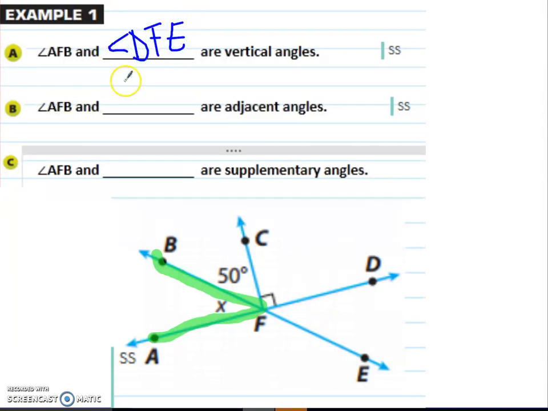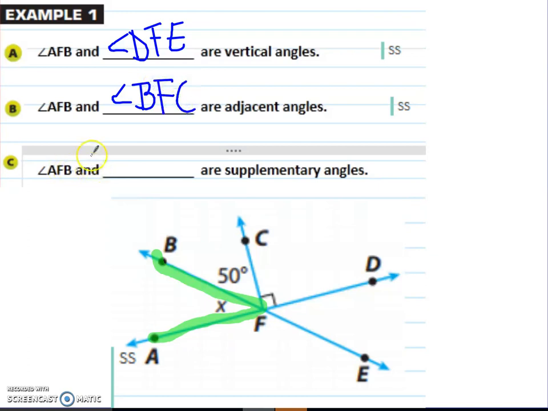Okay, AFB and blank are adjacent angles. It could either be BFC or AFE, or some other variation like BFD or BFE. It could be a variety of answers. Let's just go with BFC. So angle BFC.